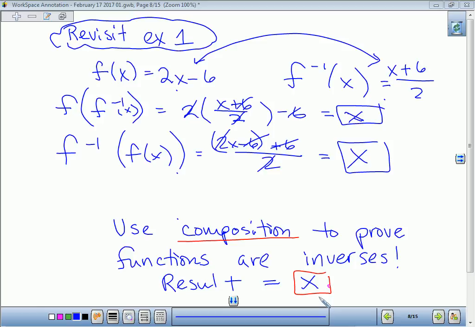Now there are special cases where when you plug them in both ways, you don't get x. But for us, we're somewhat limited. And with the functions we're studying, if you get x one time, you should get it the second time. So use that as a check step. Make sure you show it, but use it as a check step. But you're going to notice, if you get x one way, for the functions that we're studying, you will generally get x the other way.